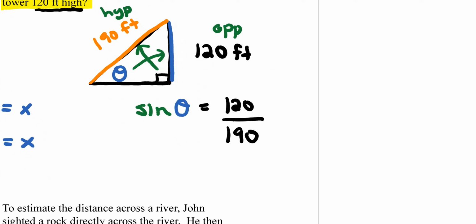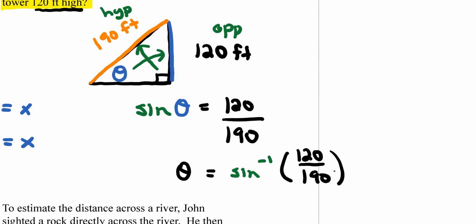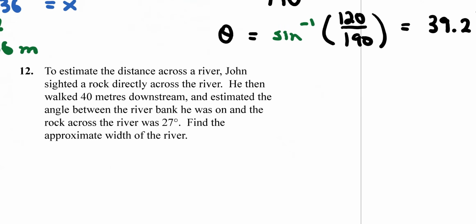All right, so from there on, you would go to your calculator to find the missing angle, and you would input the inverse of sine, the inverse sine of 120 over 190. And once you do that, you get an answer of 39.2 degrees. And that's your final answer for number 10. Okay, let's go on to question number 12 here.